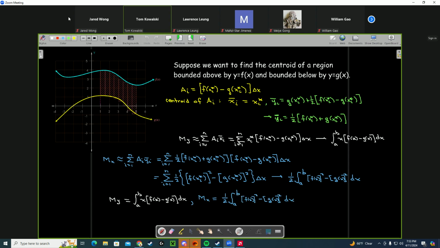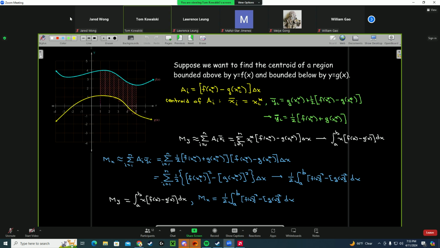All right, so now we've got formulas for the moments about the x and the y-axis. If I divide the moment about the y-axis by A, I'll get the x-coordinate, and if I take the moment about the x-axis and divide it by the area, I'll get the y-coordinate of the center of mass.